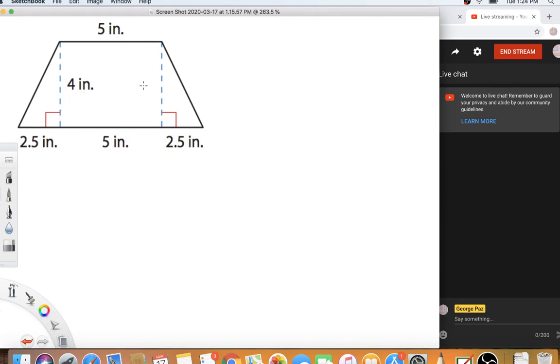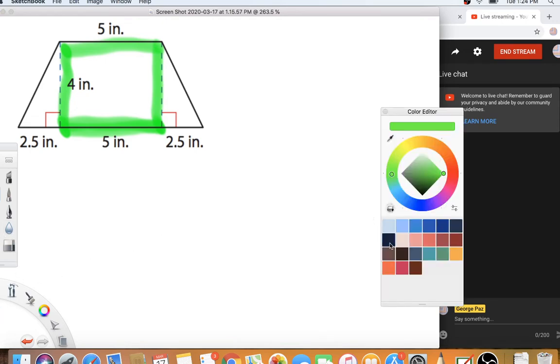So this triangle here, and this triangle here, and this rectangle in here. Let's start off by doing the easier one, which is this rectangle. So we're going to do our base times height. Let's do this one first. So base times height, 5 times 4 is 20. That means that our area would be 20 inches squared. That's one area.